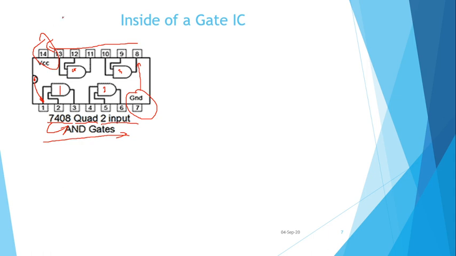Now since this is digital electronics, the VCC always is plus 5 volt DC. And this ground means it is connected to 0 volt. Alright, so this is how the inside of a gate IC looks.